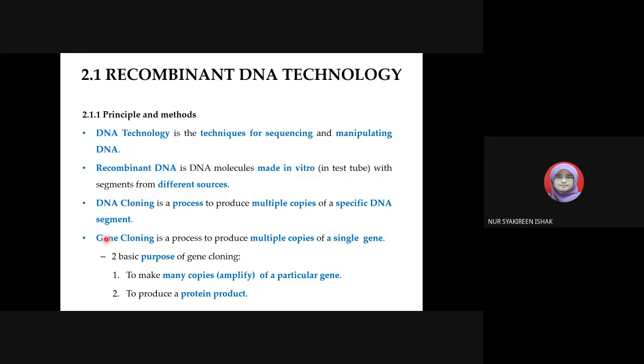Okay, so gene cloning is a process to produce multiple copies of a single gene, and two basic purposes of gene cloning are to make many copies, to amplify, a particular gene. How to amplify the gene is through the division of the bacterial cell. And to produce a protein product. So once the bacterial cell has divided so many times, obviously it copies also the gene of interest and produces more of the protein products, enzyme or hormones, that you desire.